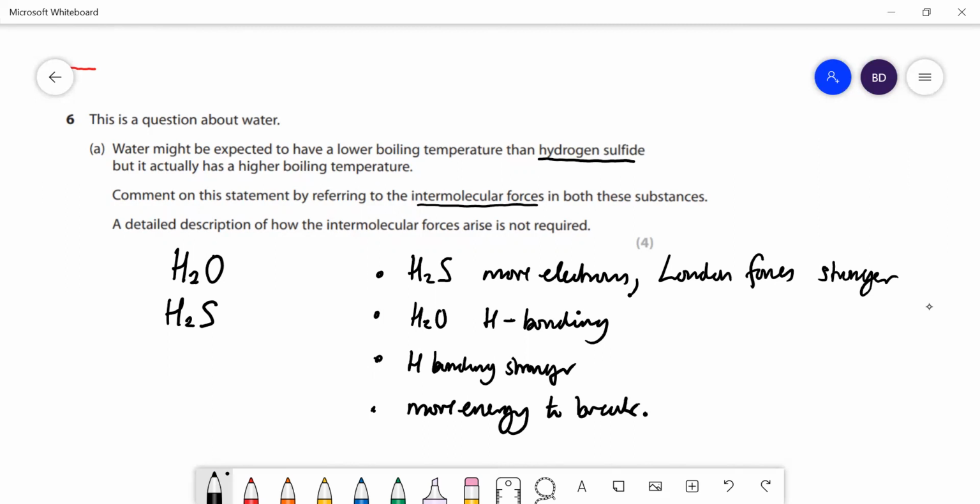It says here that you don't have to talk about a description of the intermolecular forces. So you don't have to talk about what London forces are. You don't have to talk about how, in hydrogen bonds, you have a hydrogen atom which is delta positive being attracted to the lone pair. You're not going to get any marks for talking about that in this question. There's only 4 marks going.